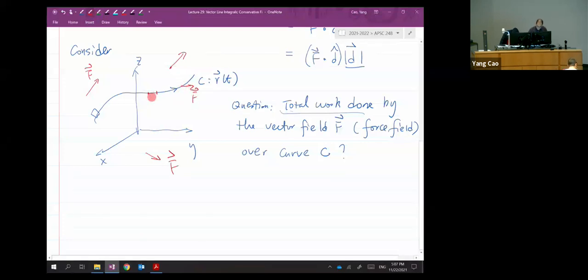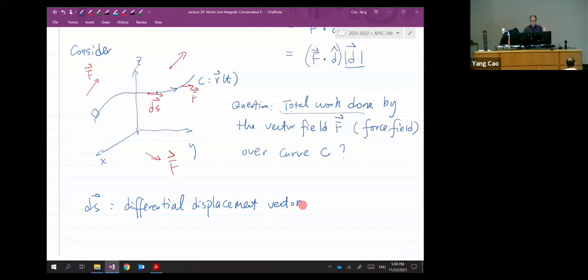So let's say from here to here, I'm going to define a vector. I draw it a little bit away from the curve, but in reality, if it's very small, it's so close to the curve C. And this vector here, I'm going to call ds. So ds here is a vector. It's basically a differential displacement vector.